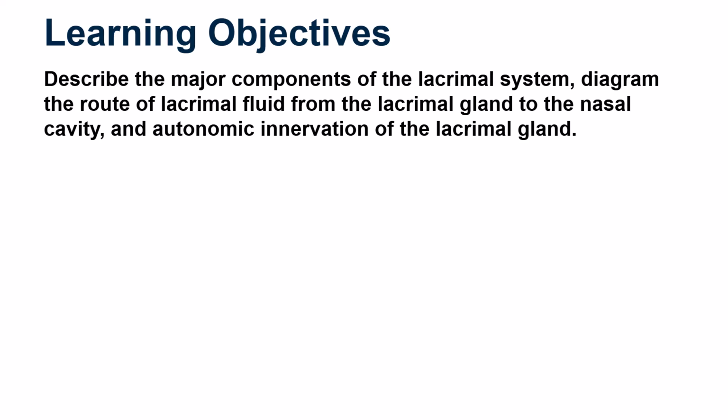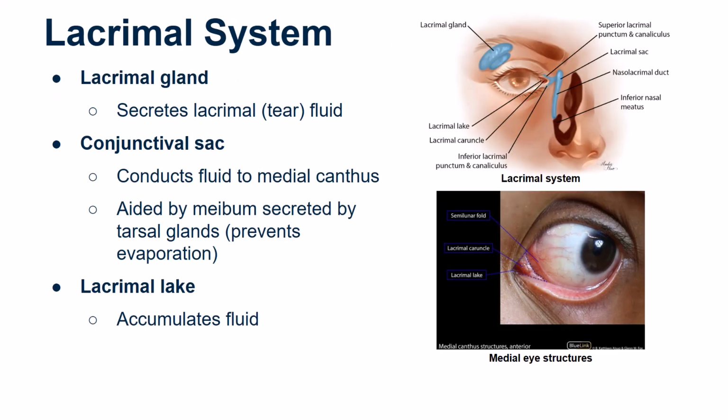In this video, we'll discuss the major components of the lacrimal system and the route that lacrimal fluid takes from the gland to the nasal cavity, as well as the autonomic innervation of the gland. So the lacrimal system begins with the lacrimal gland. The lacrimal gland rests within the superior lateral aspect of the orbit.